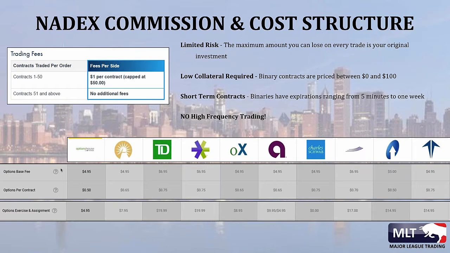If you were going to trade a binary option contract for, say, $50 on, say, United States Steel, the cheapest option here is Option House, the cheapest commission, and it's $4.95 plus 50 cents, and that is the cheapest. It gets as expensive as $6.95 for the trade and 75 cents per commission. So in and out, you're looking at right about $11 to get in and out of a trade.